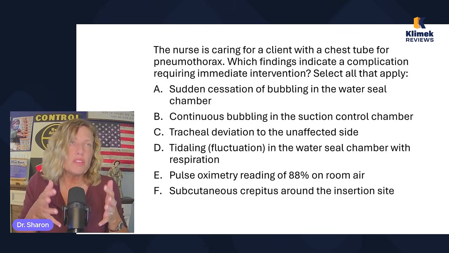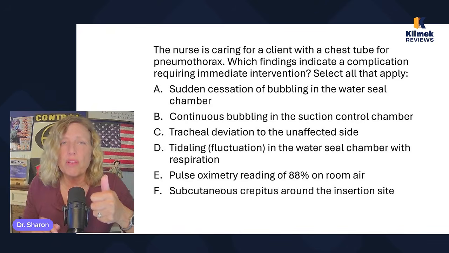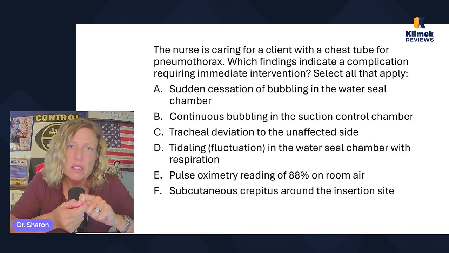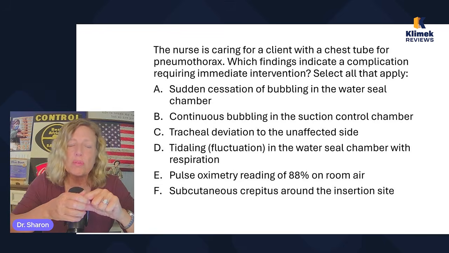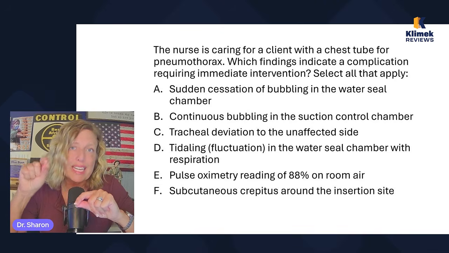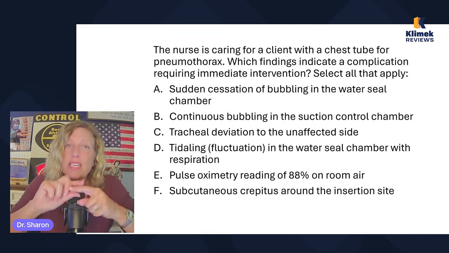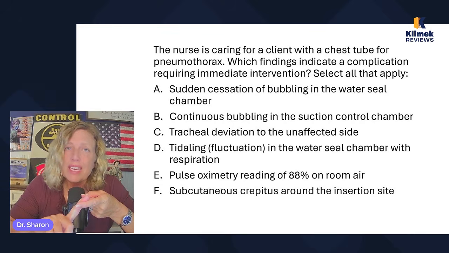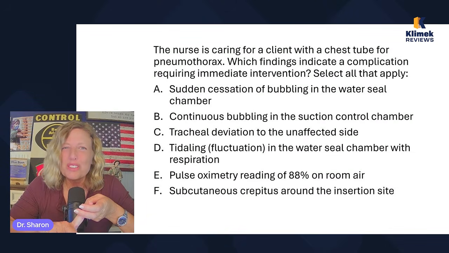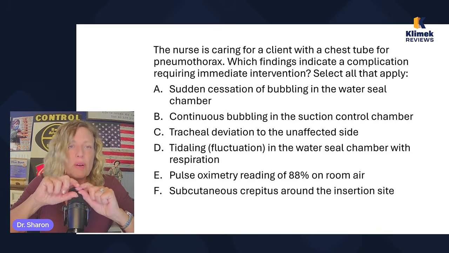So if it's inserted into the pleural space, then you have a water seal chamber. The water seal chamber is what prevents air from getting back into the pleural space. And you expect there to be intermittent bubbling in the water seal chamber. That's expected. If you have continuous bubbling in the water seal chamber, that indicates possibly an air leak. If no bubbling in the water seal chamber, you've probably got some kind of an occlusion going on somewhere. So that's a problem. So you expect intermittent bubbling.